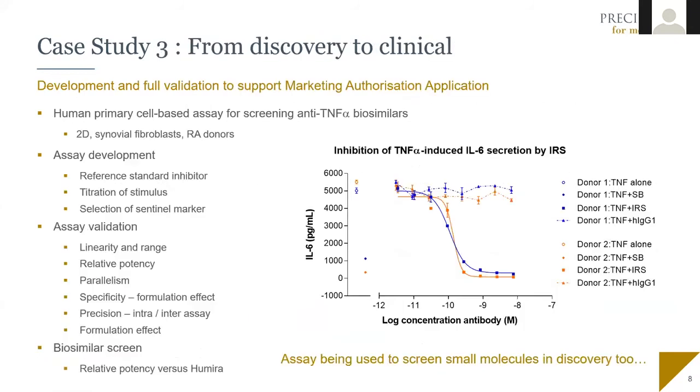The last example I just wanted to give was an example where we were asked to develop a model for screening anti-TNF alpha biosimilar. Amanda, do you want to start wrapping up?